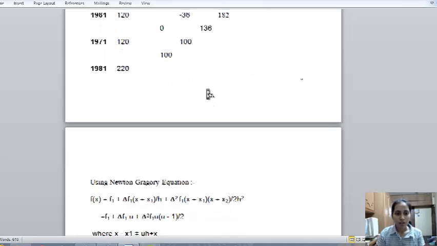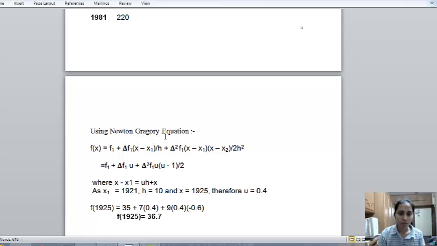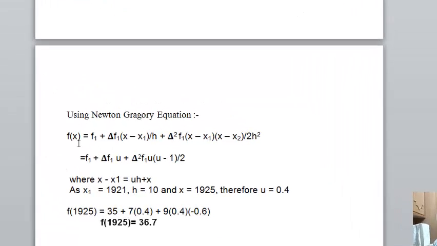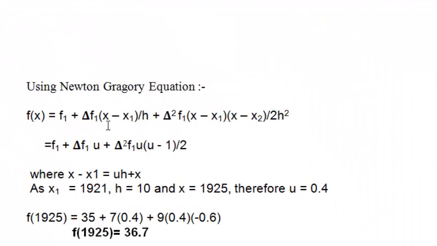Then we have also used the Newton-Gregory formula as f(x) = f1 + Δf1 (x - 1)/h, and so on. Then we substitute x - x1 = uh, and we get f(x) = f1 + Δf1 u + Δ²f1 u(u - 1)/2, and so on.